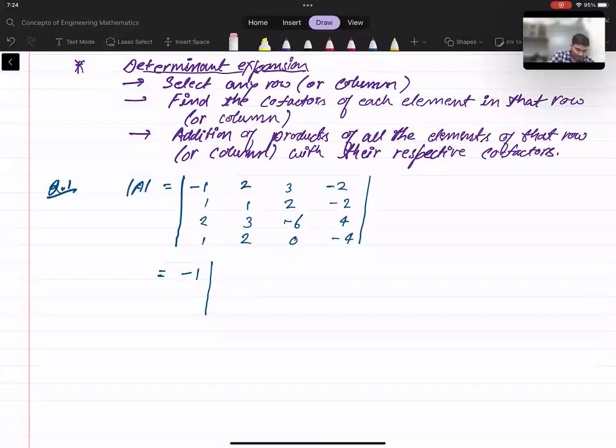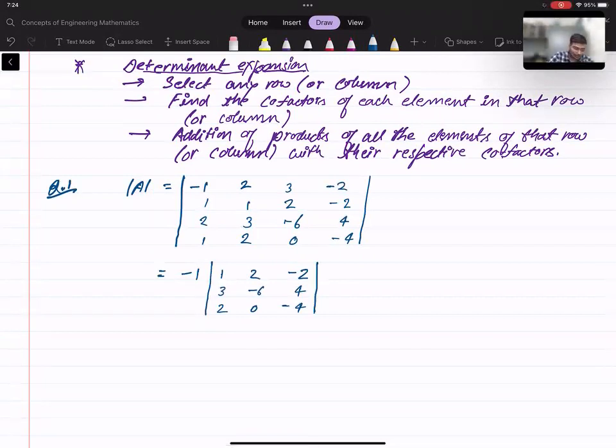Okay. So the minor will be, we delete the first row and first column, then we will have 1, 3, 2, 2, -6, 0, then -2, 4, and -4. Okay, so this is for the first element of the row we selected.